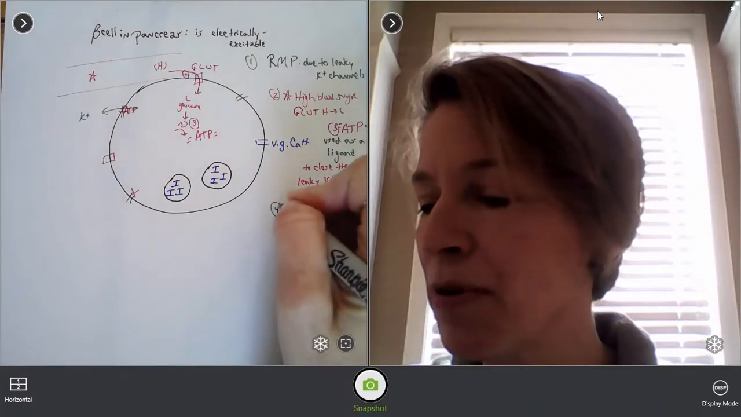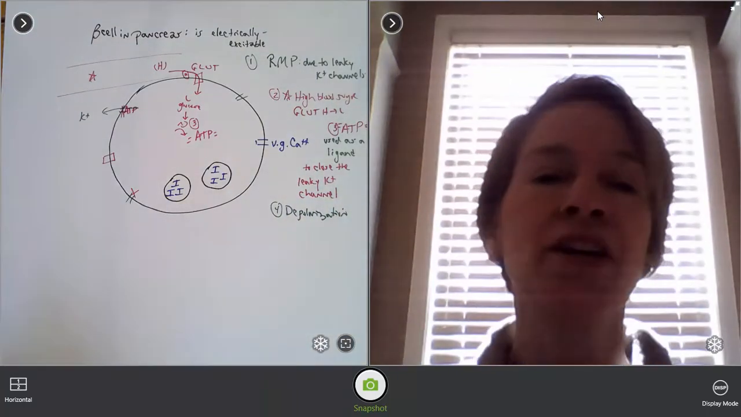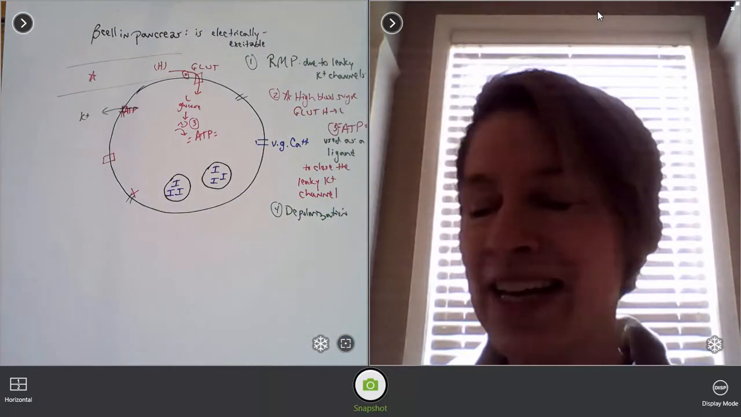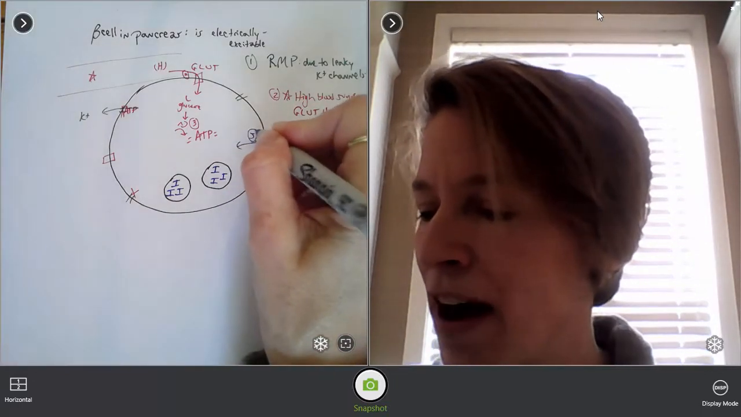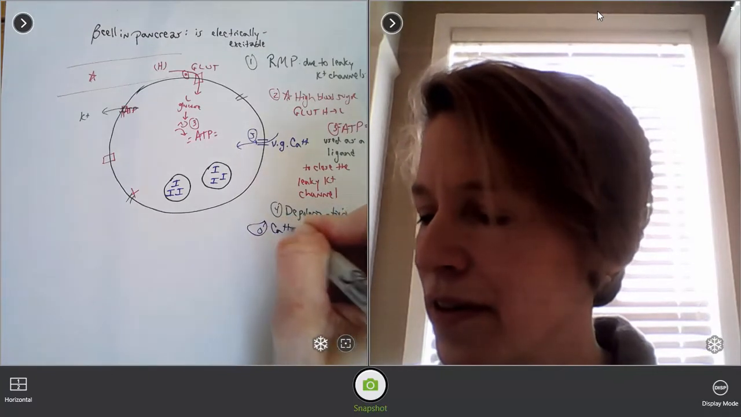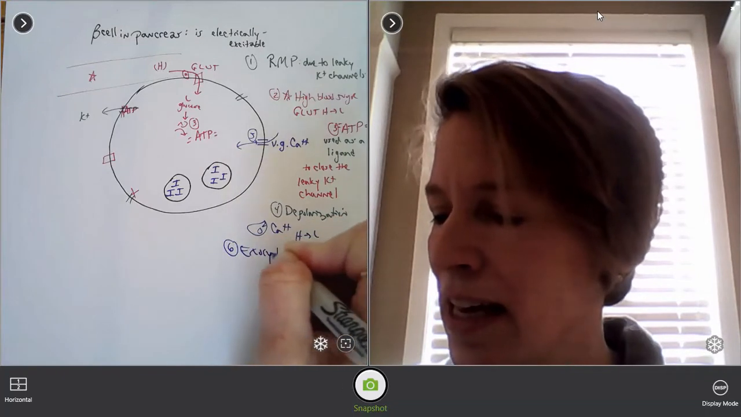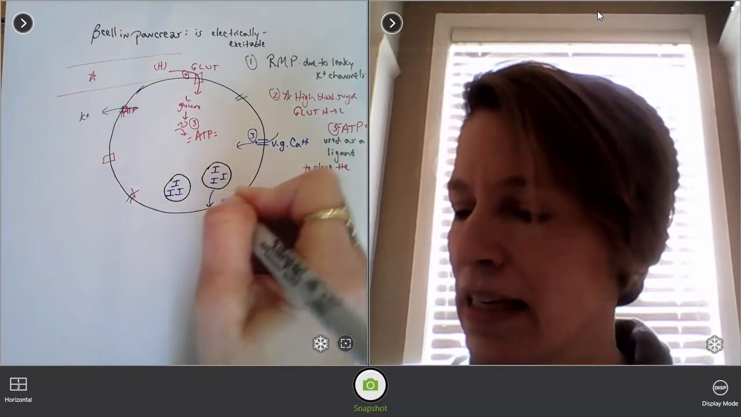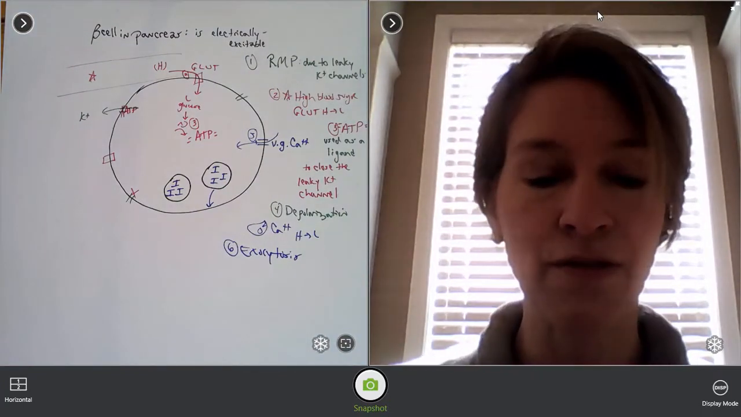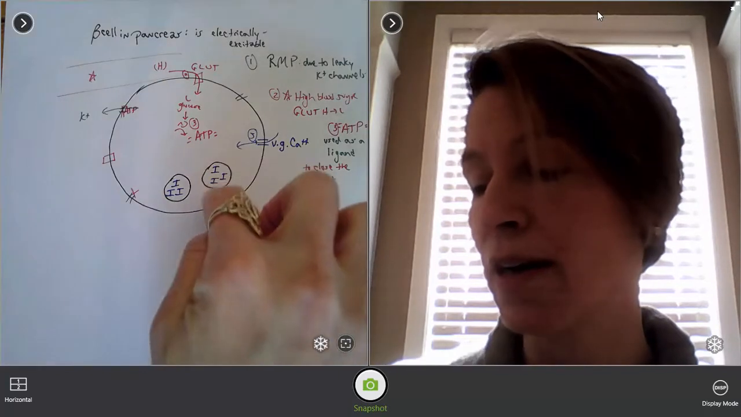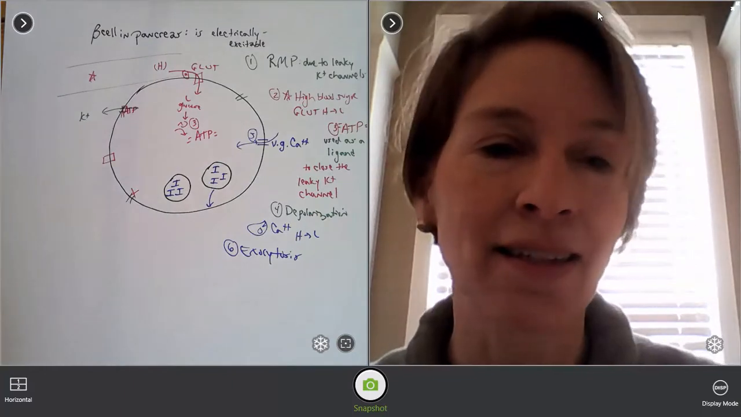That's step 4, depolarization. And then depolarization leads to the voltage-gated calcium channel opening. And then the calcium will come in from high to low. That's step 5. And finally, step 6 will be exocytosis. And that is how we get the membranes to fuse, where the vesicle becomes a part of the bigger membrane, exocytosis, and the insulin will exit the cell.